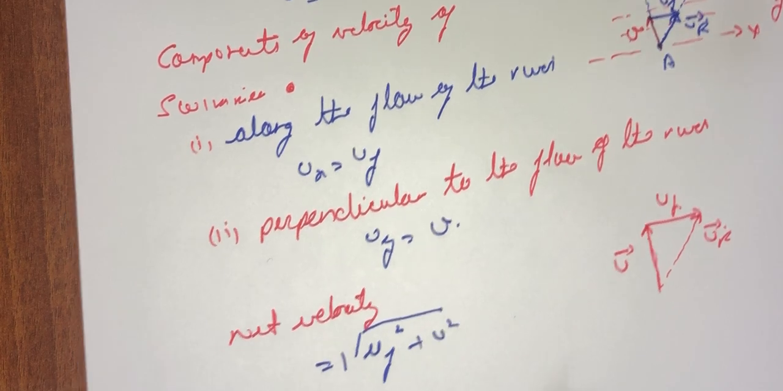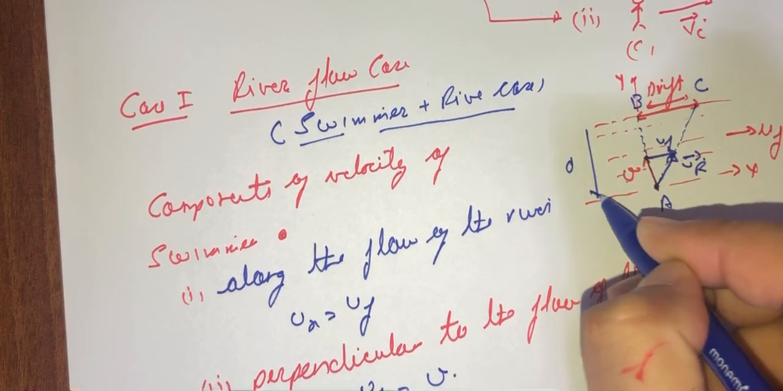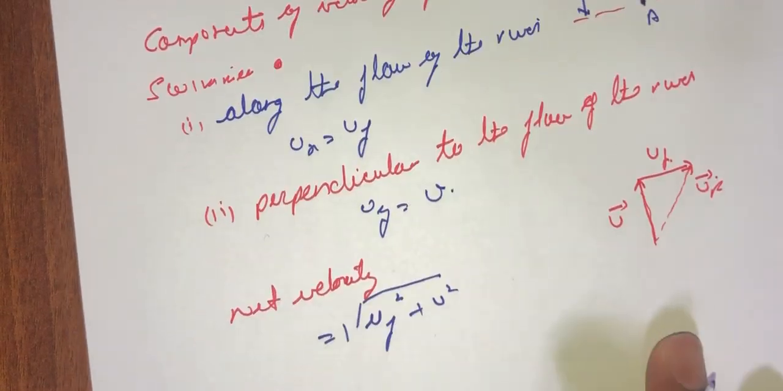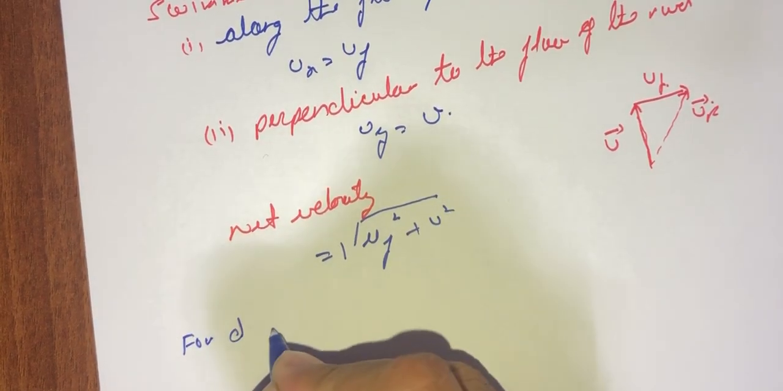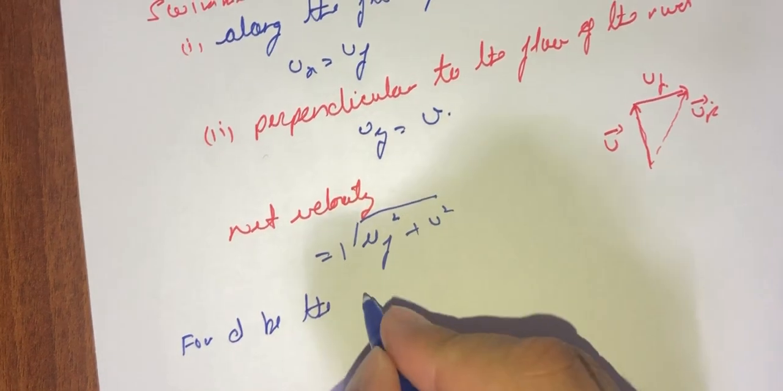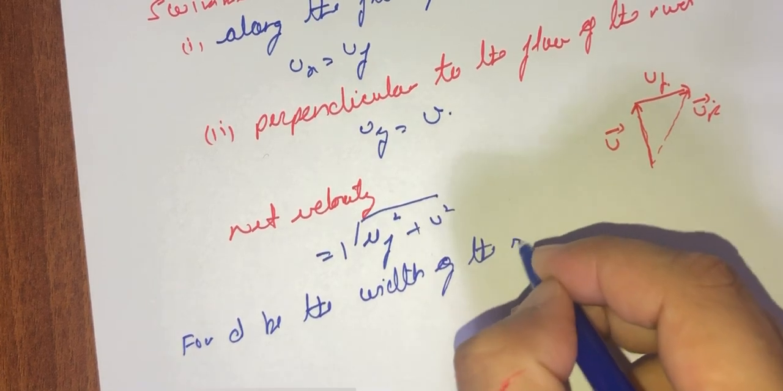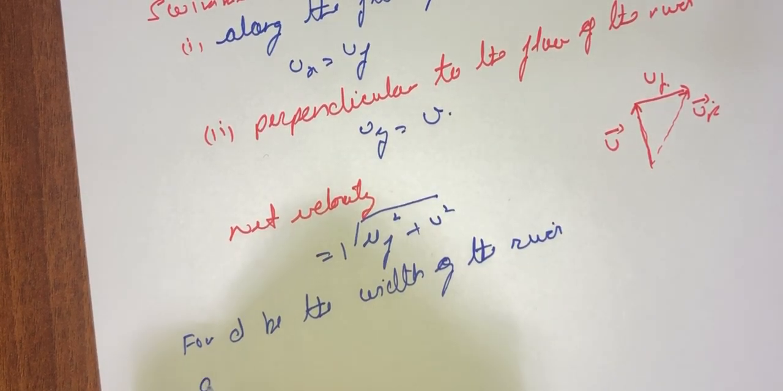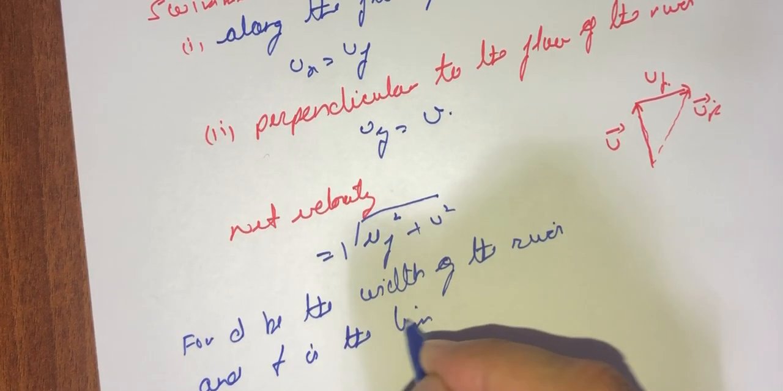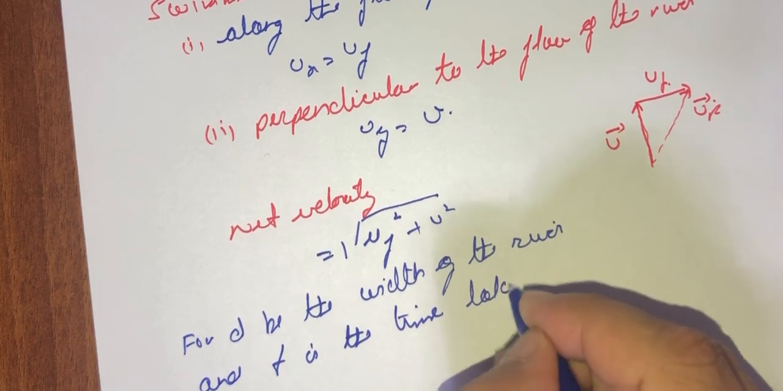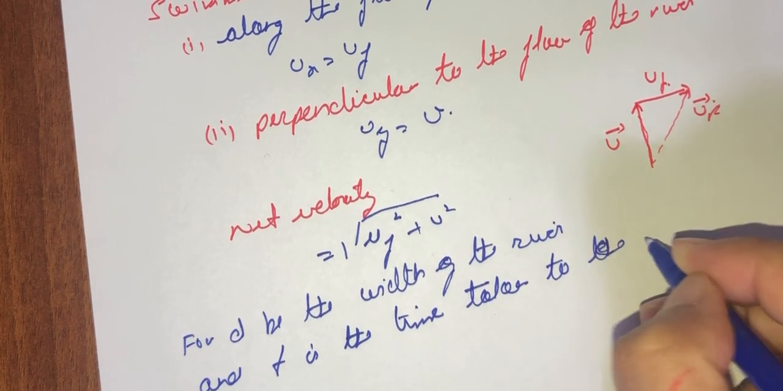Now if d is the width of the river, and t is the time taken to cross the river.